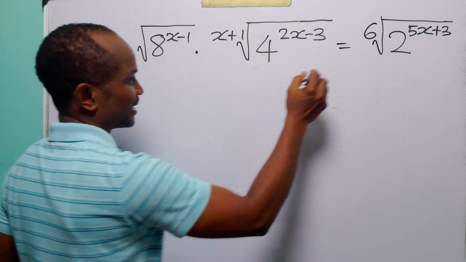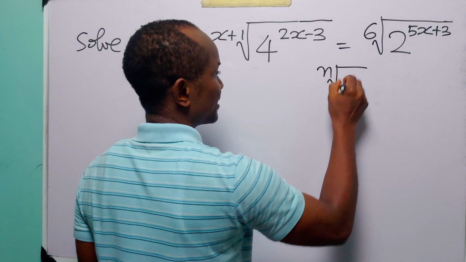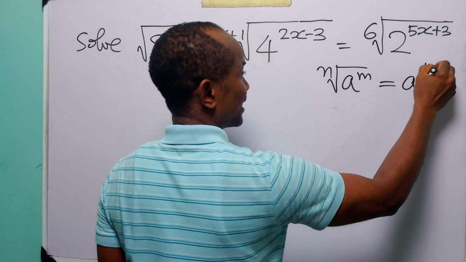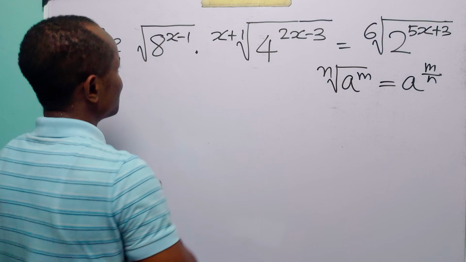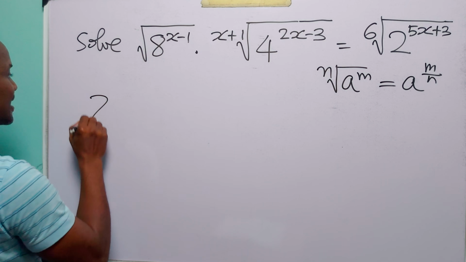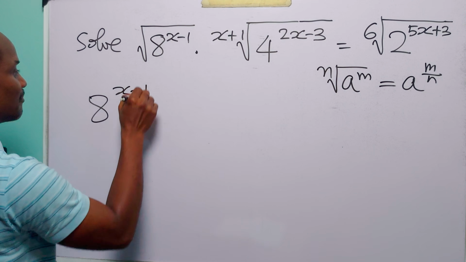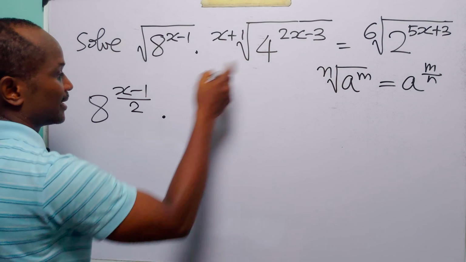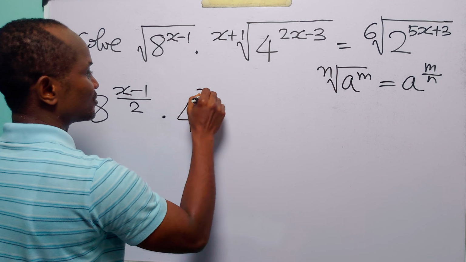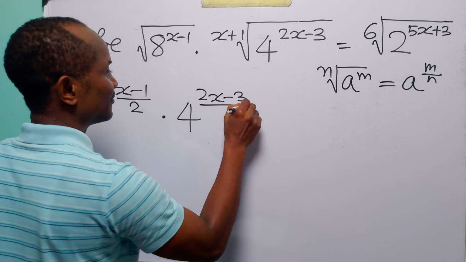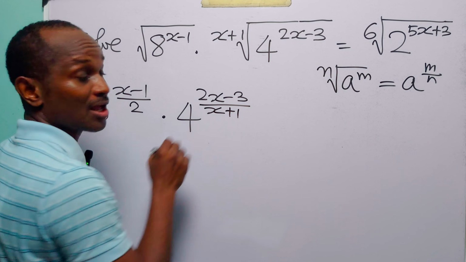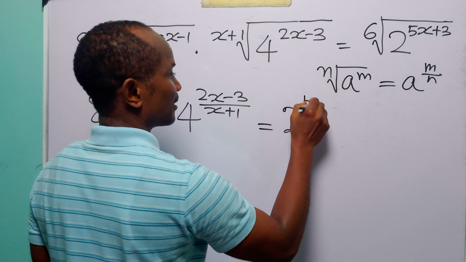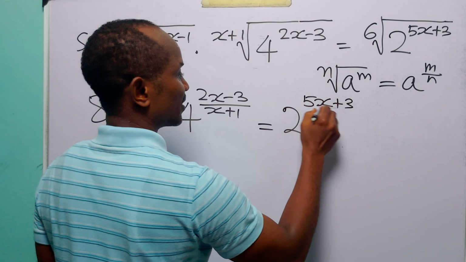Now, to do this, remember that the nth root of a to the power m is equal to a to the power m over n. So that means that this can be written as 8 to the power (x minus 1) divided by 2 multiplied by 4 to the power (2x minus 3) divided by (x plus 1). And of course, on the right hand side of the equation, we have 2 to the power (5x plus 3) divided by 6.